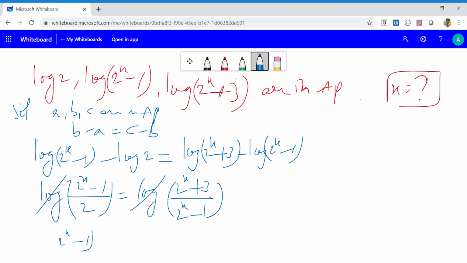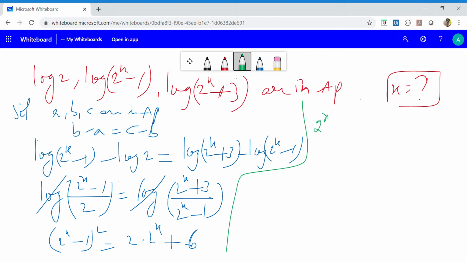2 power x minus 1 whole square is equal to 2 into 2 power x plus 6 you will get. So this can be simplified. 2 power x minus 1 whole square means a minus b whole square: a square, 2 power x whole square, minus 2ab, 2 into 2 power x, plus 1 is equal to 2 into 2 power x plus 6.